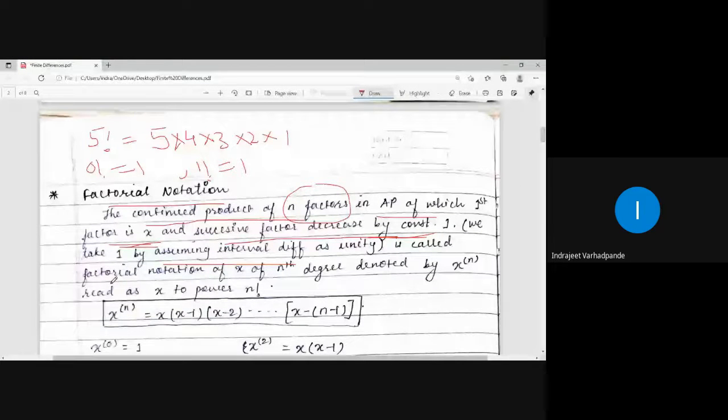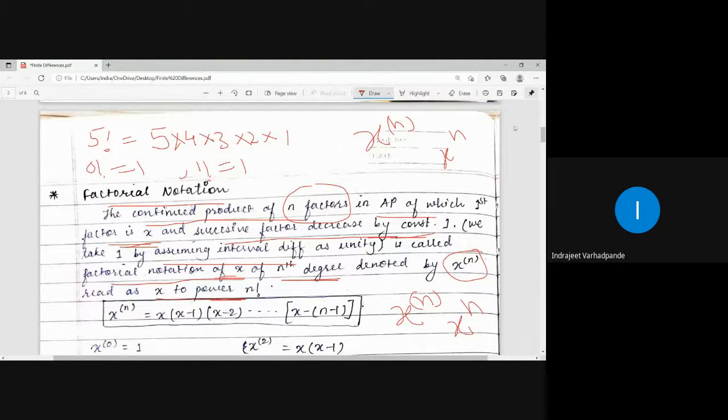So it is nothing but the factorial notation of x of nth degree, which is denoted by x to the power n factorial. How do we distinguish between x to the power n and x to the power n factorial? X to the power n is simply x raised to n. X to the power n written in round brackets or parentheses is read as x to the power n factorial. So whenever I have to denote the factorial notation, it will be x to the power n factorial. Simple x to the power n will be written like this, right?